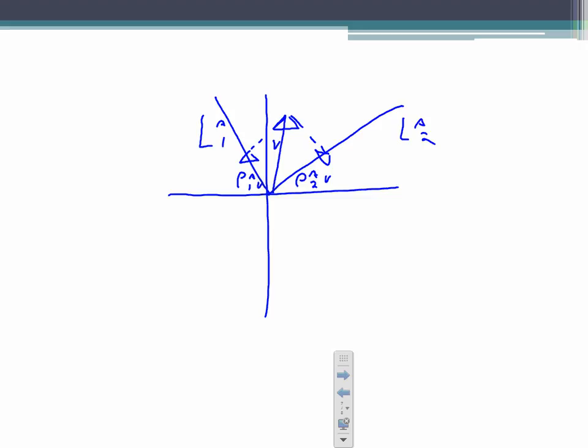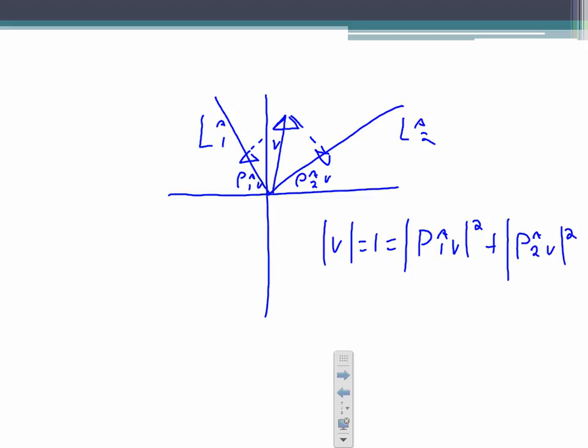So what we get here is that using Pythagoras' theorem, the magnitude of V, which is equal to 1, is equal to the projection operator's magnitude squared, the projection squared, plus the other projection squared.